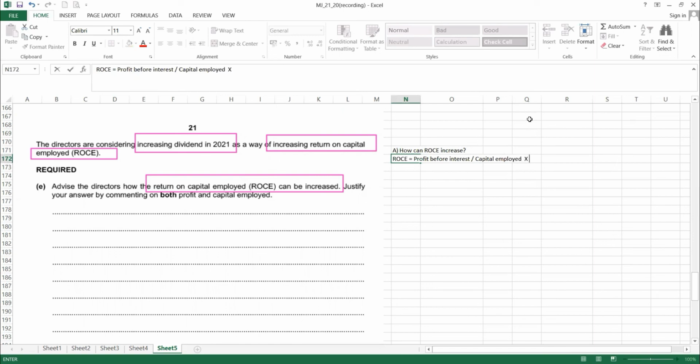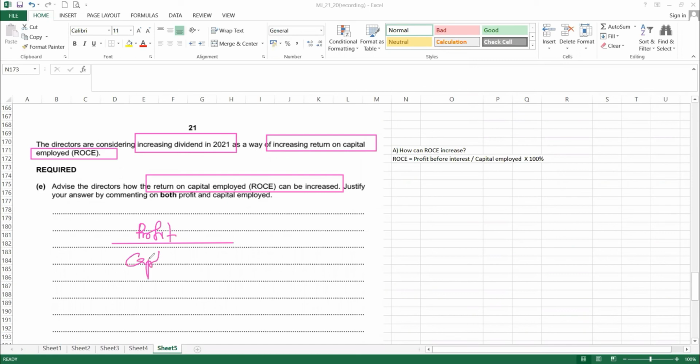Okay, and then times 100%. So if we're using the mathematical concept to do the calculation, okay, let me put it somewhere here. This is a profit, okay, and then this is the capital employed. This capital employed is equal to equity plus non-current liability.